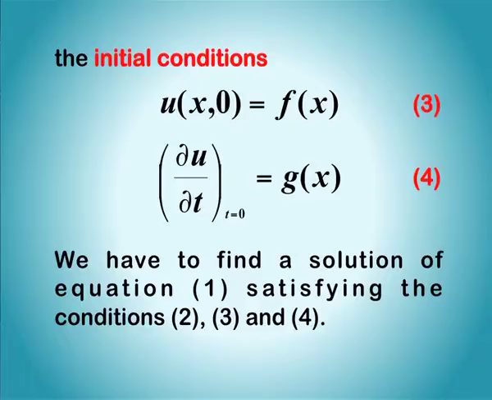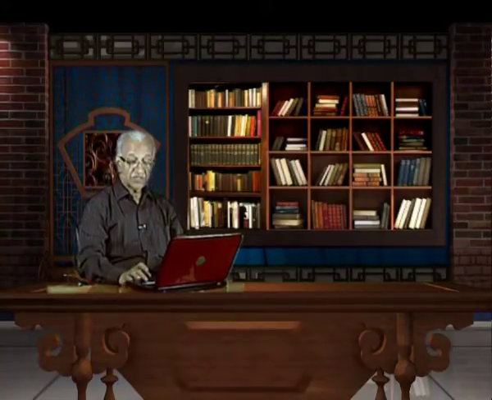is given as g(x). Our aim and objective is like this: we have to find a solution of the equation 1, which in turn simultaneously will be satisfying the conditions 2, 3 and 4. 2 that we have just now seen, 3 and 4 right before you. So, all these conditions have to be satisfied and we want to find the solution.